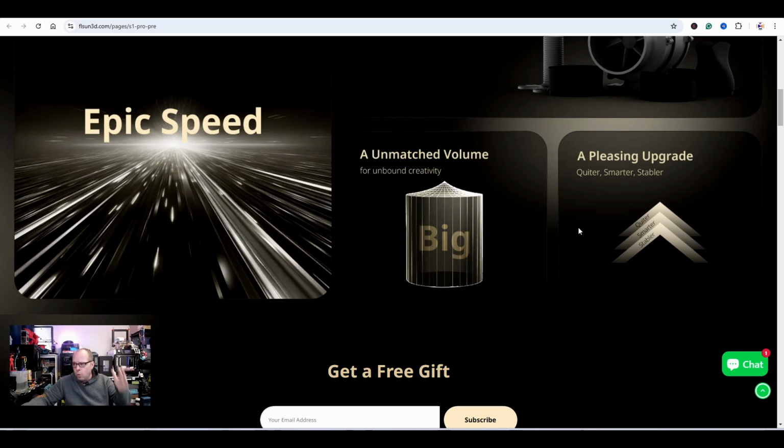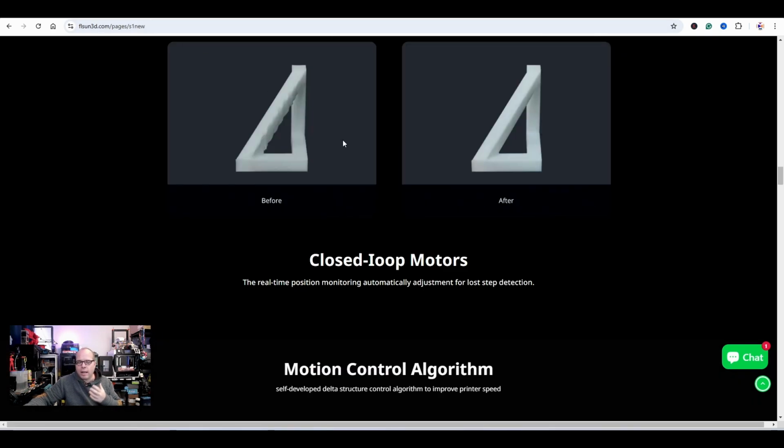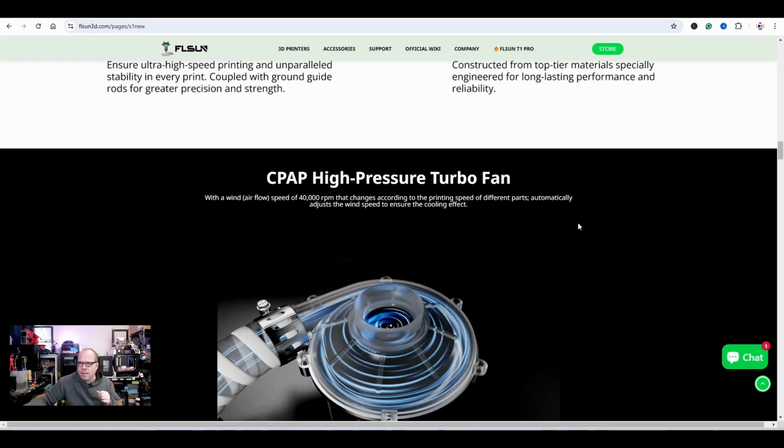A pleasing upgrade, quieter, smarter, and more stable. I think that the S1 had the decibels sitting at around 50 decibels.